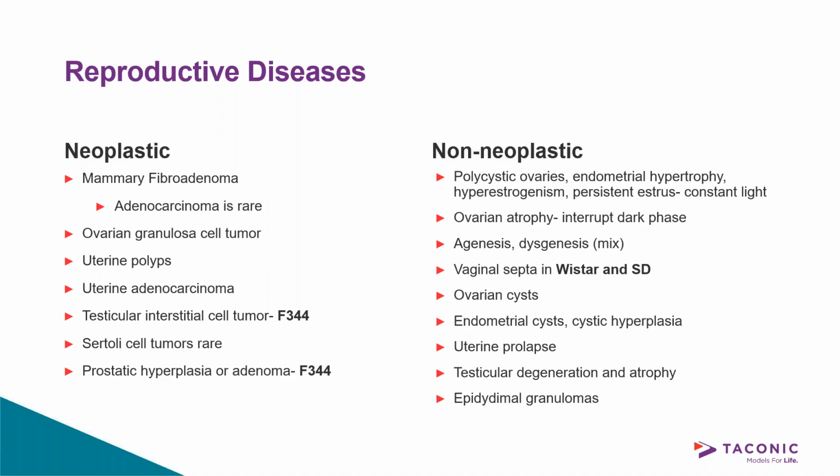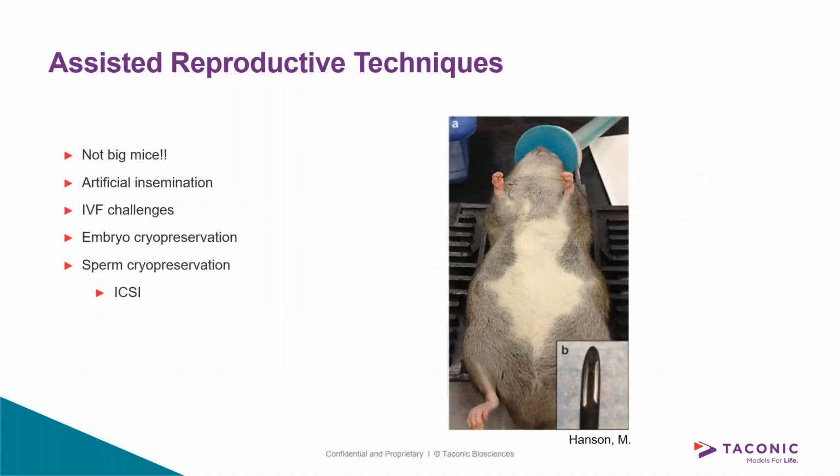And I just wanted to highlight that Fisher rats, for example, can get some tumors. Just about all rats will get the benign fibroadenomas. And then vaginal septae, so that's where you'll actually get a membrane that could prevent the rat from getting pregnant in a Wistar or Sprague-Dawley that's been observed. So just keep those in mind.